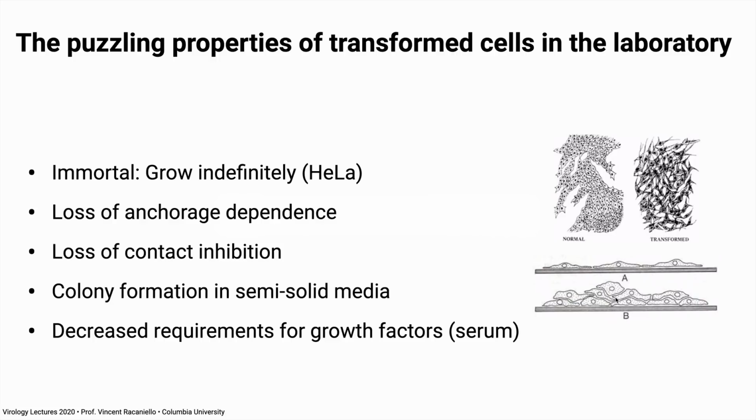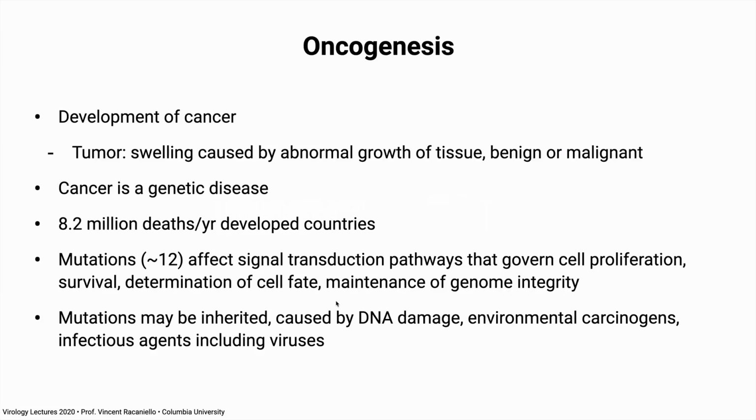These transformed cells will also make colonies. If you suspend them in agar and plate them out, they will make colonies, whereas normal cells can't handle that. And they have decreased requirements for growth factors, including serum. They need less serum. A transformed cell line needs less serum than a primary cell line, which is made from a tissue. Now, this property, transformation, is different from oncogenesis. That's why this lecture is called Transformation and Oncogenesis.